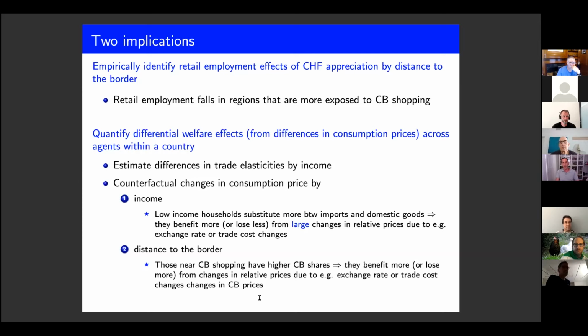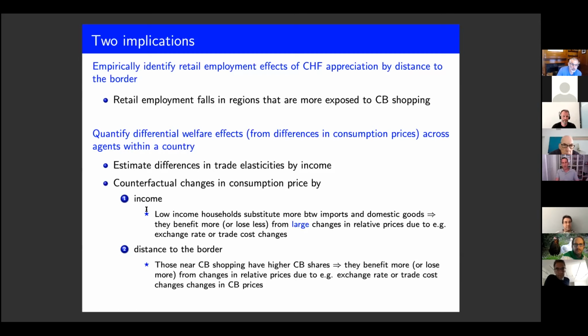And we see that in the retail employment statistics. And second, the second implication that we have so far in this work is to think about what these differential elasticities that we estimate between imports and domestic goods matter for welfare after changes in the price of imports. Either you can think of this as changes in trade costs or changes in exchange rate induced change in import prices. So we're going to look at consumption prices only. We're not going to look at the income side of heterogeneity.